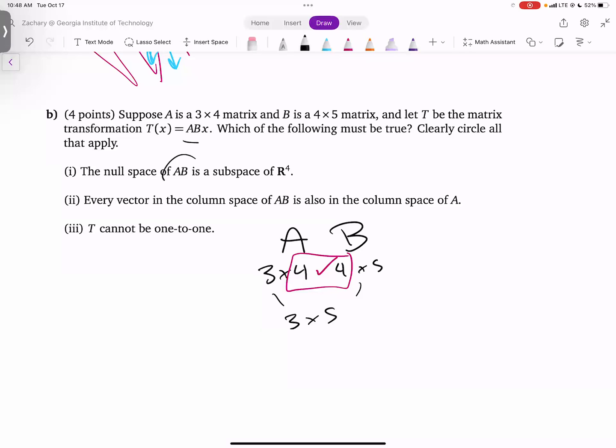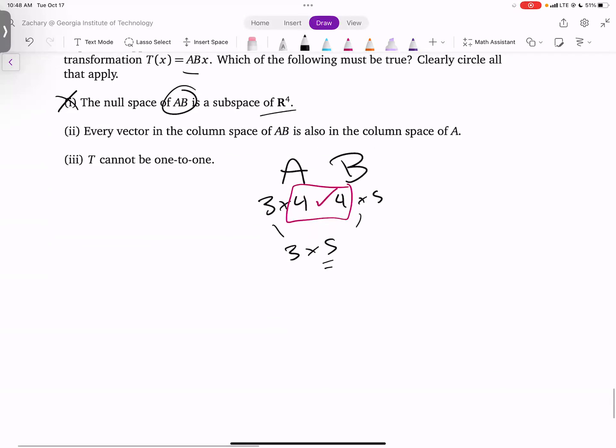So the null space of AB is a subspace of R4. It is not, because it is in R to the number of null space columns. Okay, so that is in R5, not R4. Okay, all right.